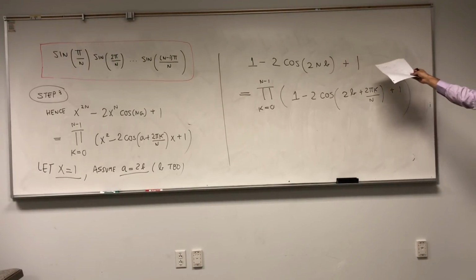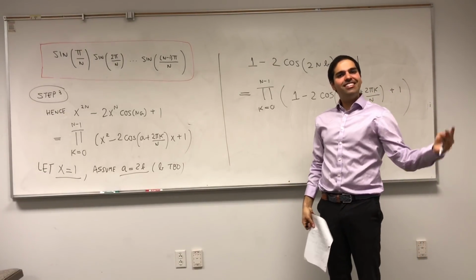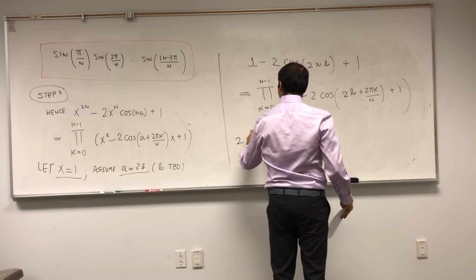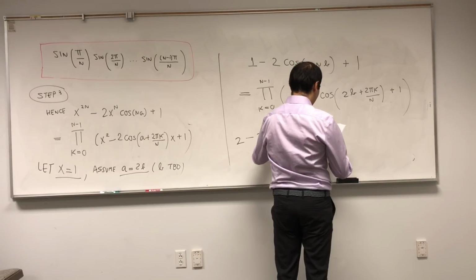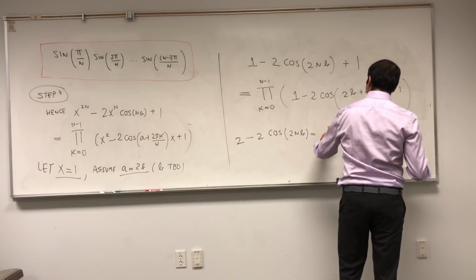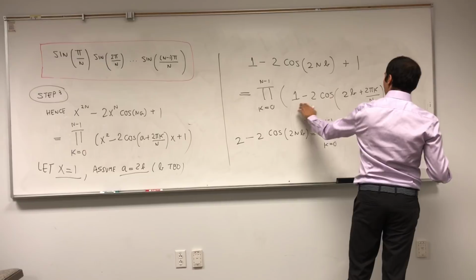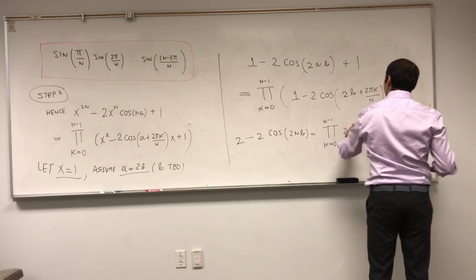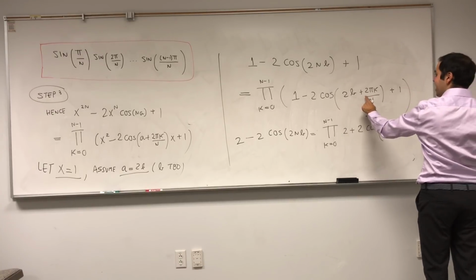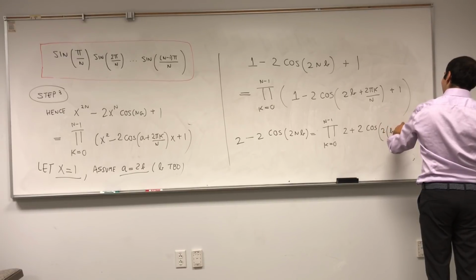And you already noticed there's a big simplification here because 1 plus 1 is 2. Okay, so in this whole jumble we do have a nice identity. So 2 minus 2 cosine of 2nb equals the product from k equals 0 to n minus 1 of, again, 1 plus 1 is 2, so 2 plus 2 cosine of, the nice thing is, again, the 2's now factor out, 2 times b plus pi k over n.